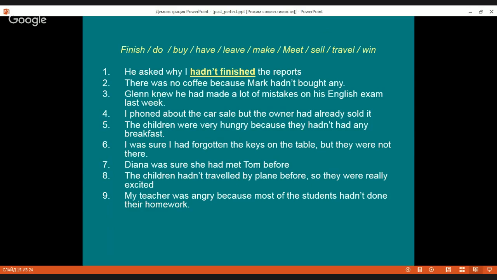My teacher was angry because most of the students hadn't done their homework. In many cases, that is our situation. And finally, Dynamo's manager left his job because the team hadn't won any matches that season. Actually, I wonder why he hadn't committed suicide.